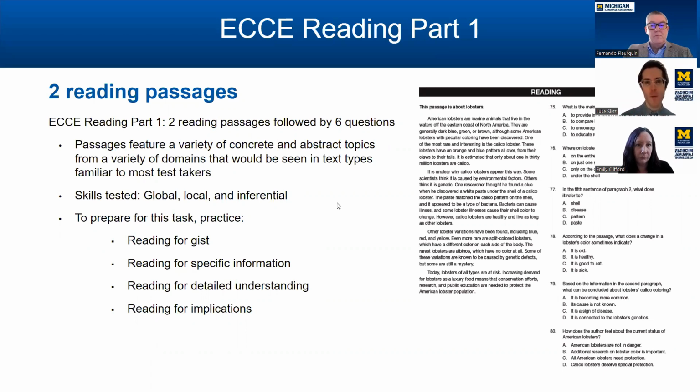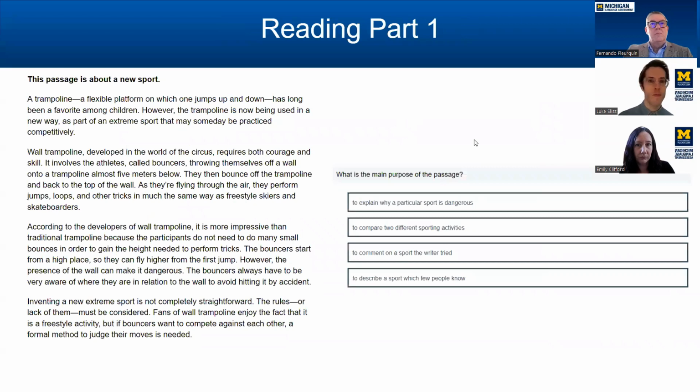So again, we're testing global, local, and inferential information. And to prepare for this task, you want to do any sort of activity that prepares students to read for just specific info, detailed understanding, and implications. So let's take a look at an example from part 1 of the reading section. I'll read through it once, and then we'll just focus on where the answers are located for the following questions.